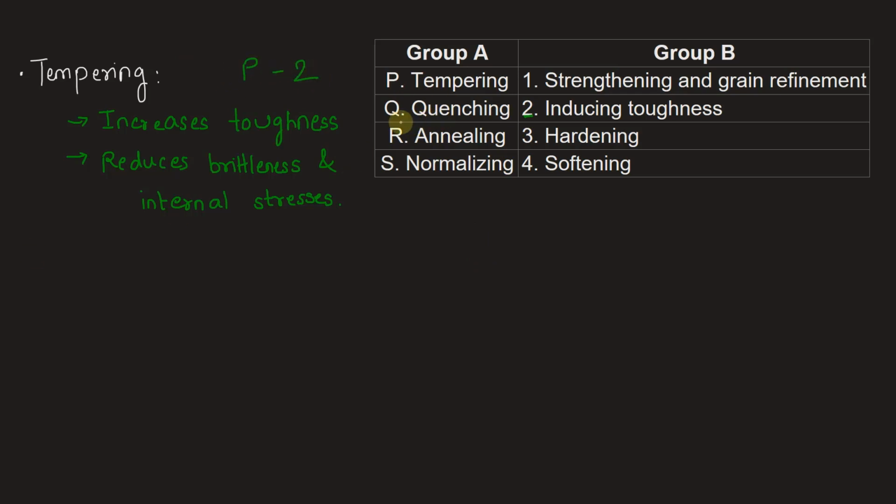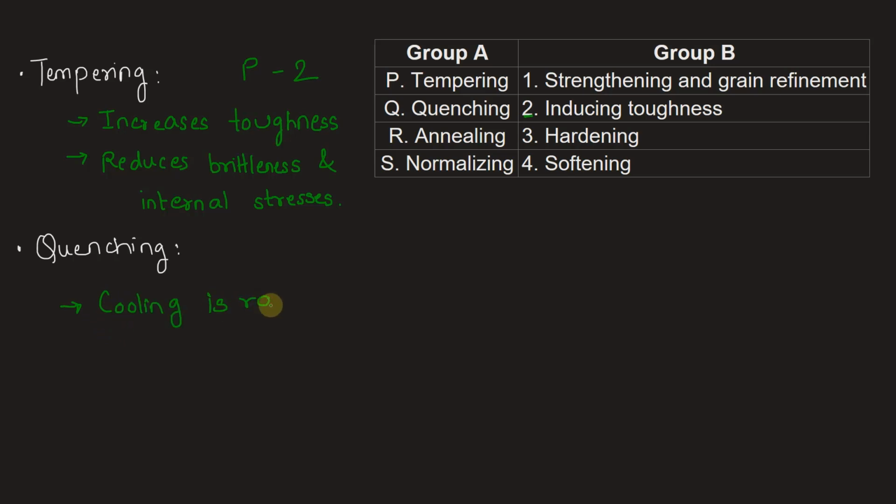Let's look at point Q, that is quenching. In quenching, again the metal is heated to a very high temperature. The carbon steel is heated to a very high temperature, and then cooling is done very rapidly. So we see that in the earlier case the cooling was slow, it was done in air. But in this case the cooling is done rapidly by dipping it in water.